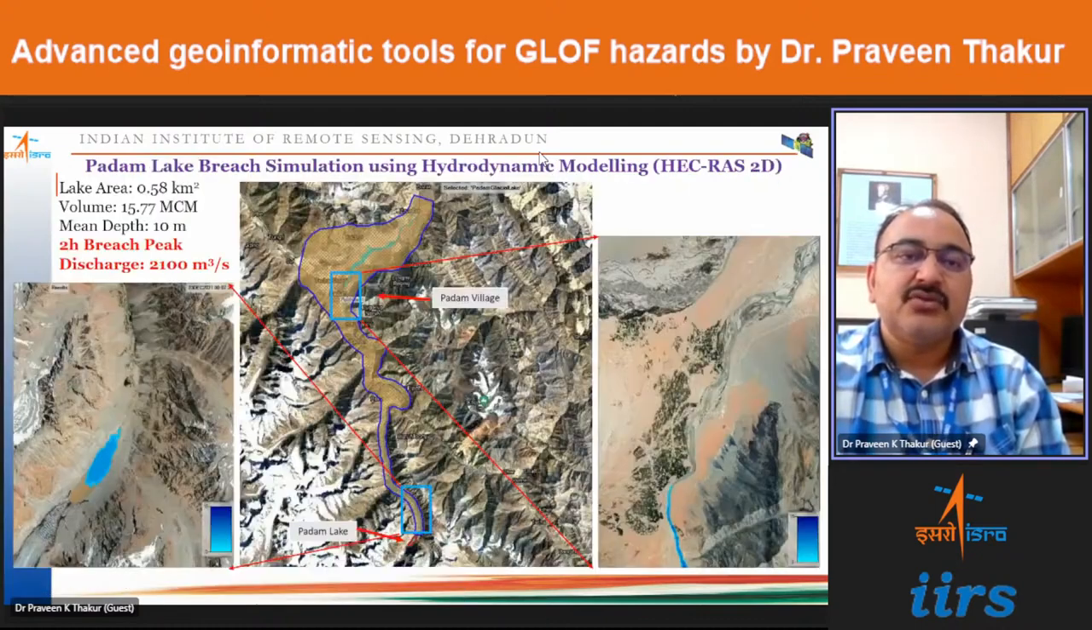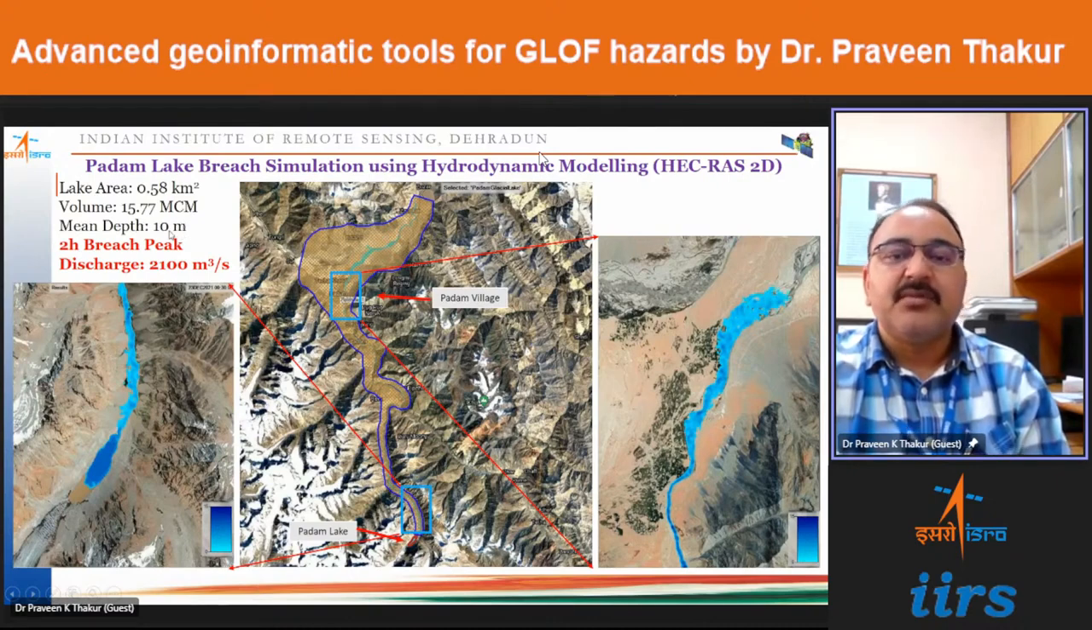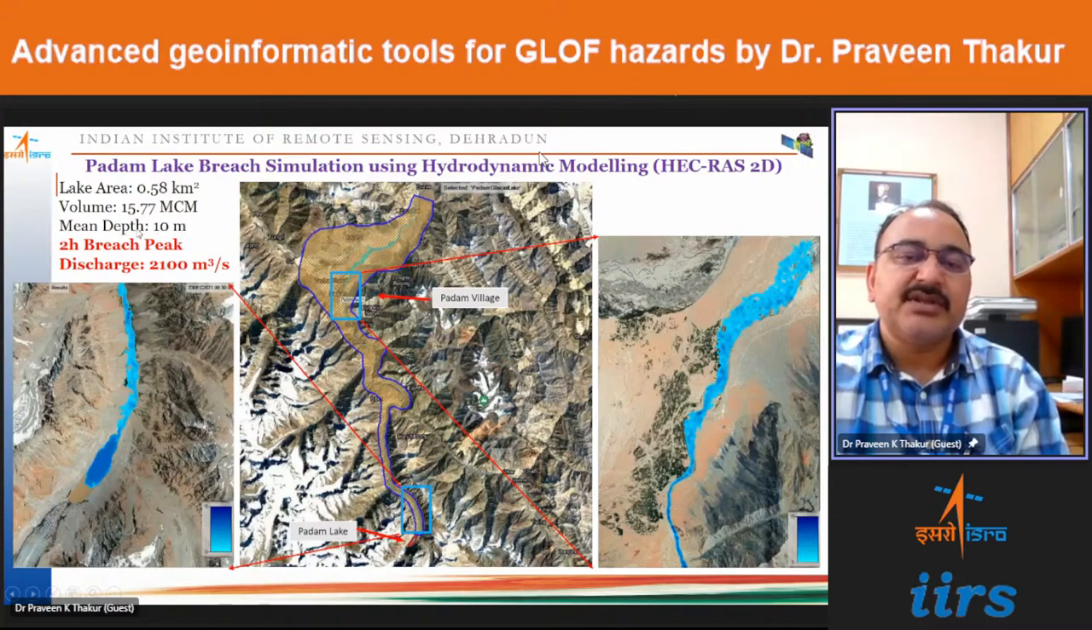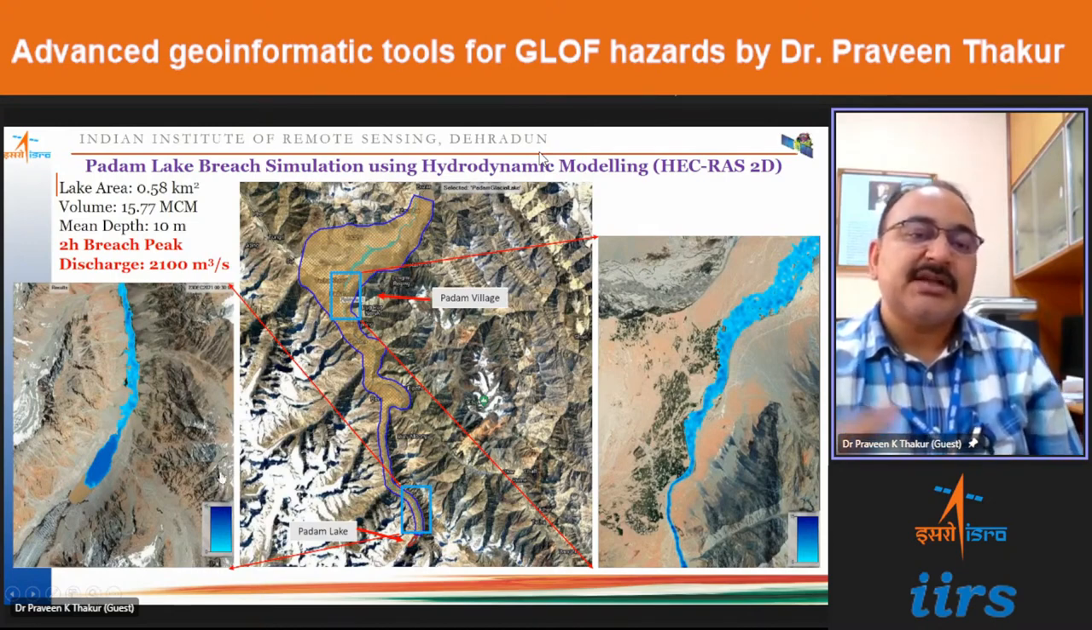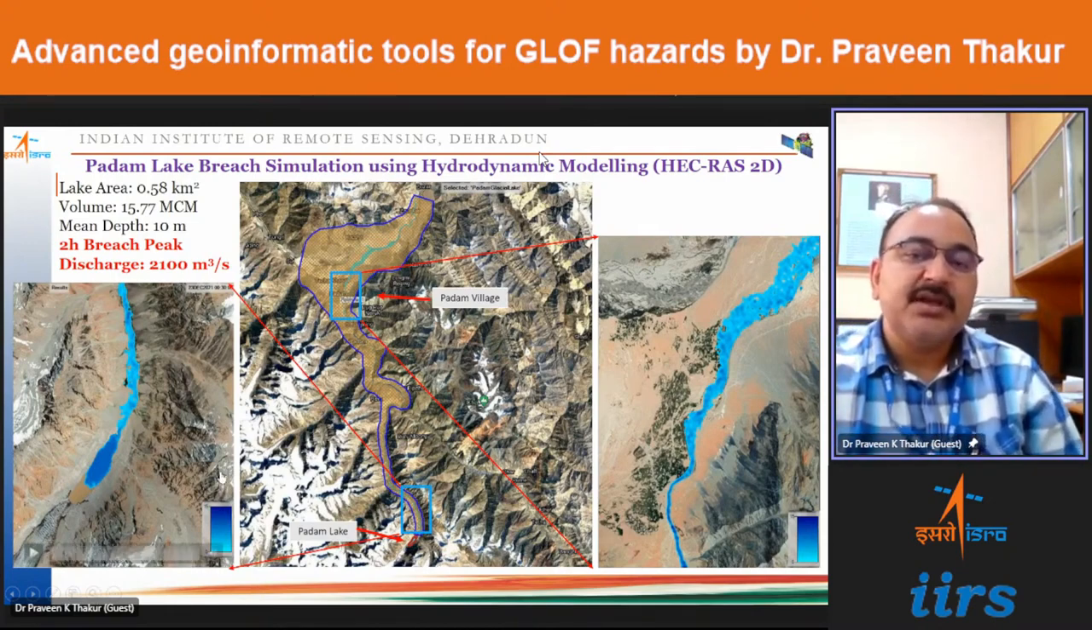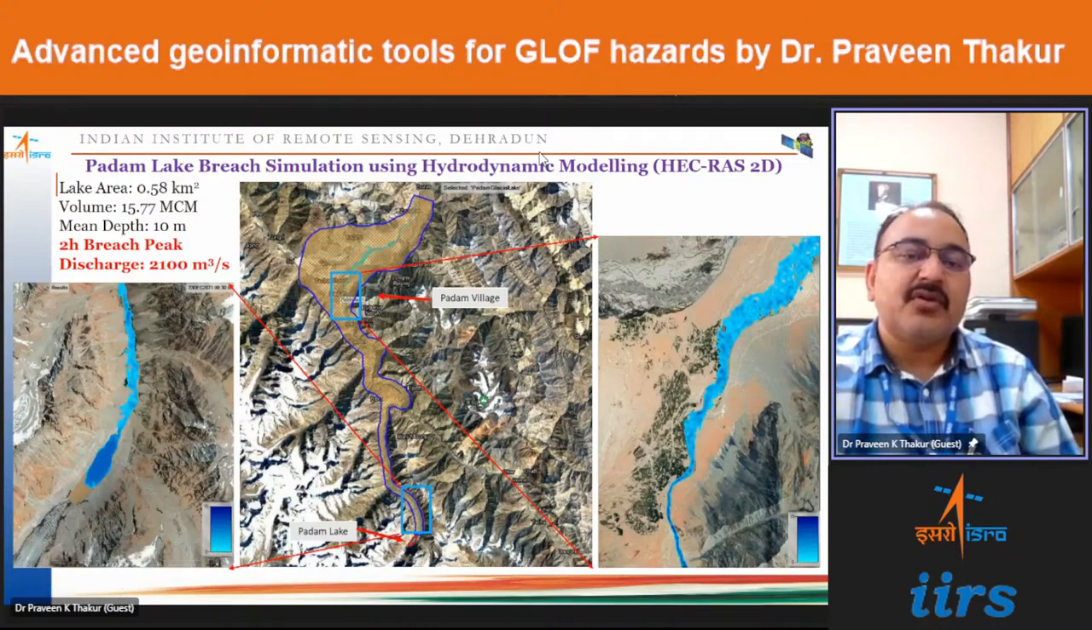So after the 2 hour breach, the maximum discharge in this case, we are assuming this lake area 0.58, volume 15.77 million cubic meters, and mean depth is considered approximately 10 meters. But this depth will be verified when we actually visit this particular area, and then we will get a better estimate of the volume. In the case of Kedarnath, the entire glacier lake was empty, but the same may not be true for all the glacier lakes.